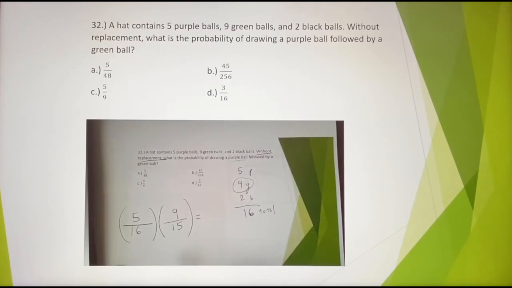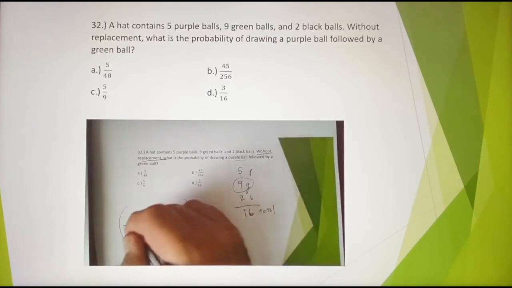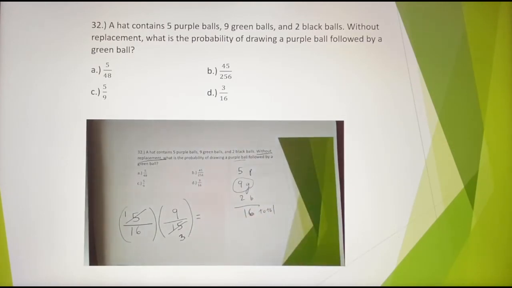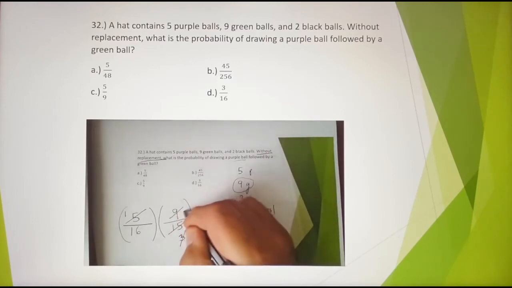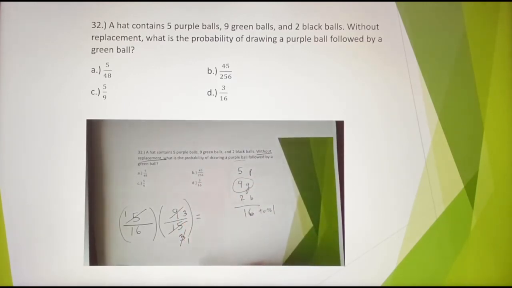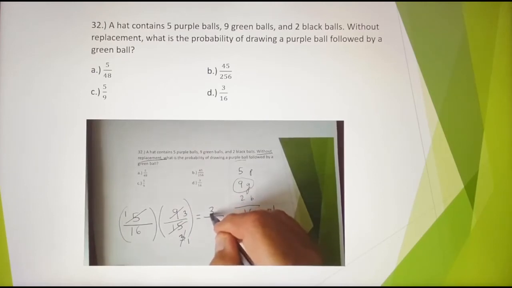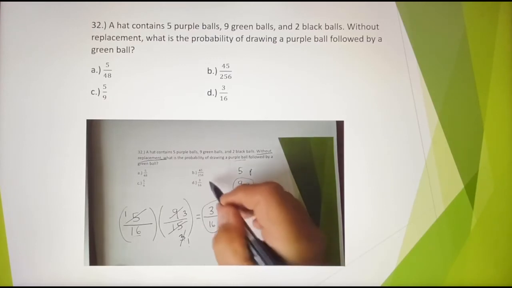Or let's try and reduce it some on the front end. We've got a 5 here and a 15 there. I know 5 goes into 15 3 times. So 5 goes into 5 1 time. So I reduce that there. And then I see a 9 here and a 3 here, so I know I can reduce it further. 3 goes into 3 1 time, and 3 goes into 9 3 times. All we're doing is some reducing of these fractions. You can do this at the end, or you can do it on the front end. So now we go 1 times 3 is 3. We have 16 times 1 is 16. So 3/16, which is D.